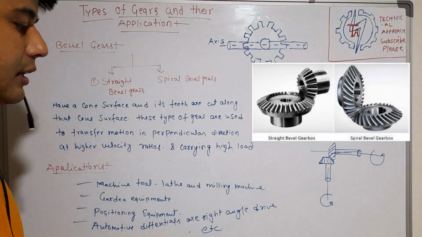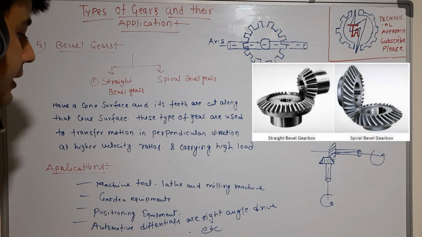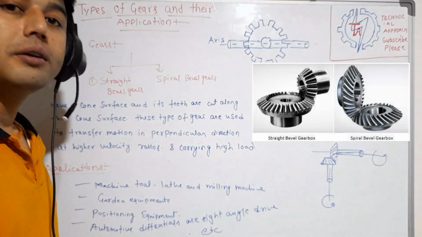Differentials, right angle drives, etc. Positioning equipment, garden equipment and machine tools, lathe and milling machine.